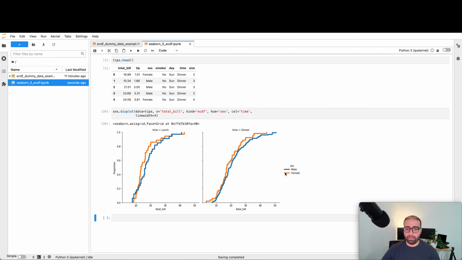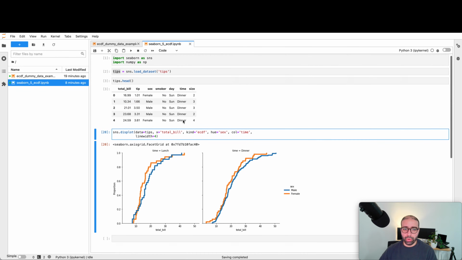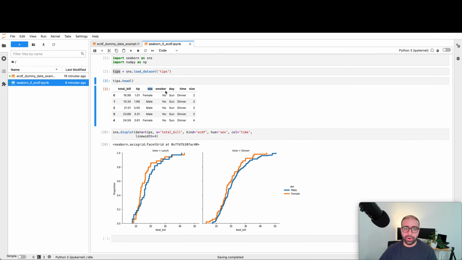So is it different for male or female? Generally, the female population spends less money compared to the male population, and that's correct for both dinner and lunch. The next thing we can do, just remember that we had the sex variable and the day variable and the time variable. So we can start making more graphs if we wanted to.